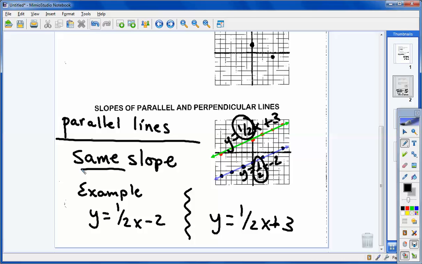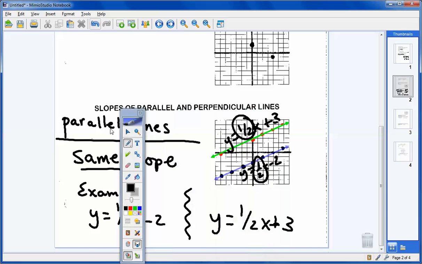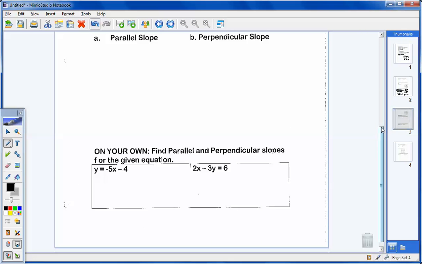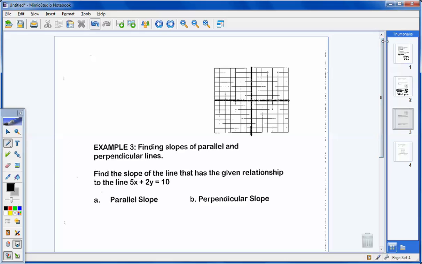Okay. All right, let's look at the next page then. Next page says this. This is where things get kind of tricky. Perpendicular lines. This is what I want to talk about with you, perpendicular lines.